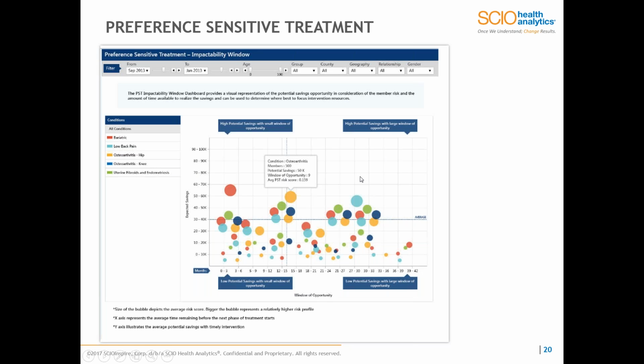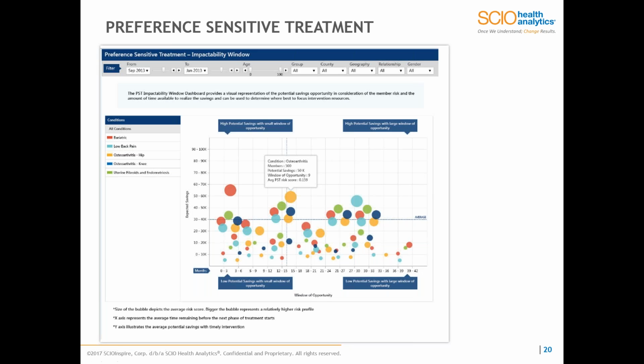visualizations around those, where you can break down the visualization into those that have a high potential savings with a small window of opportunity, right? So you don't have much of a window to intervene and make a difference there, versus down in the lower left-hand corner, low potential savings with a small window. So not a lot of savings and not a lot of window to intervene, so not somewhere where you would want to focus your resources.